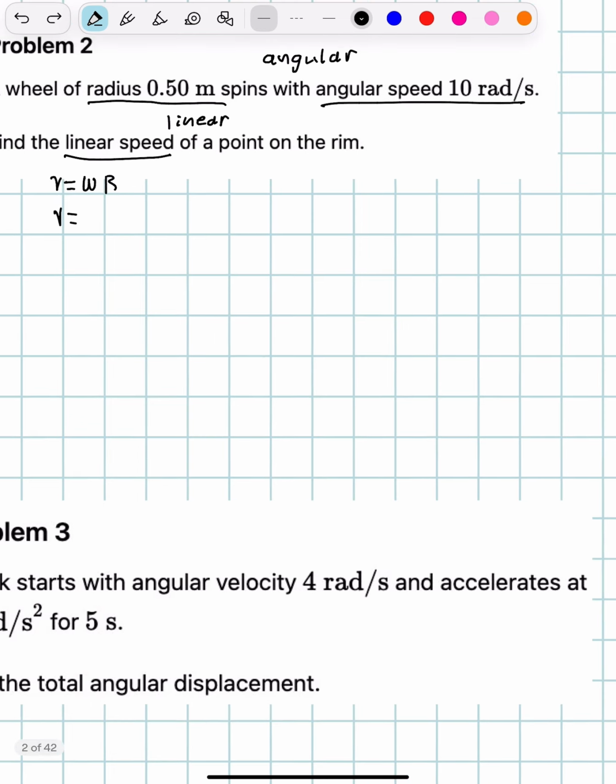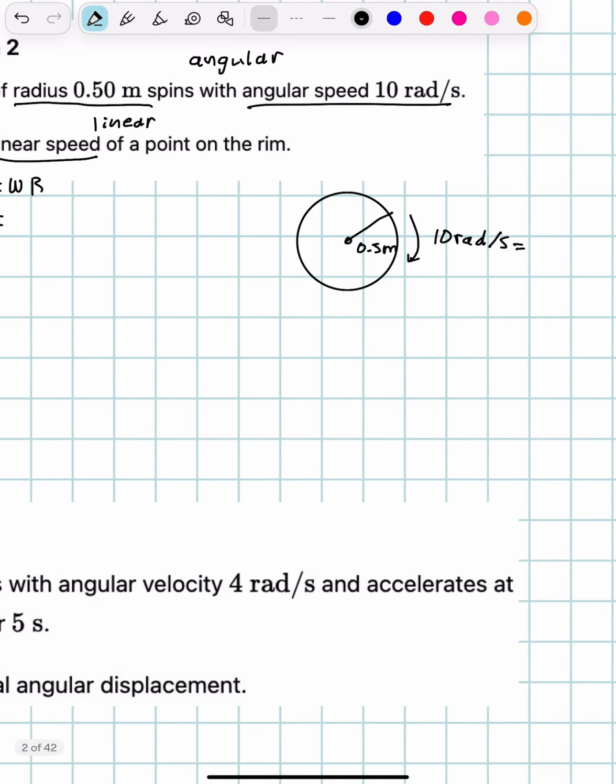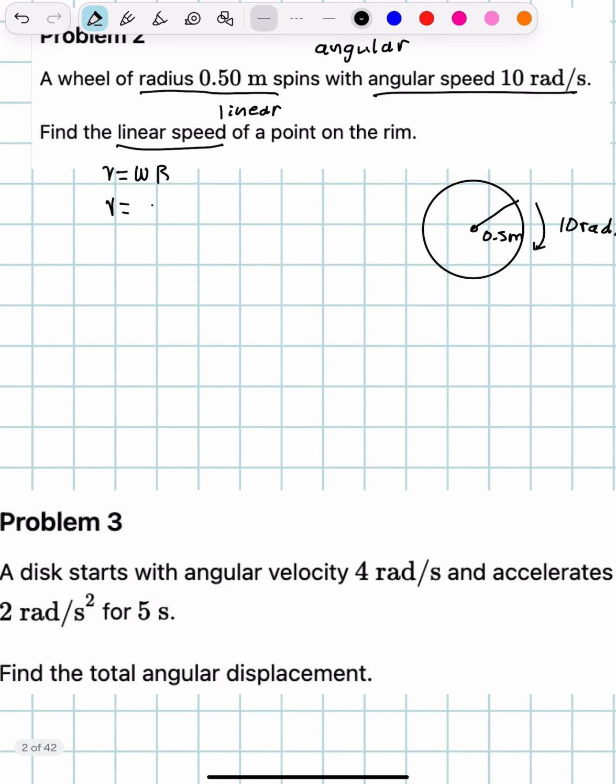So what this means is, we can just draw this out as a quick little note. It's like moving like this. The radius is 0.5 meters, and it's spinning 10 rads per second as the omega. So we want the linear speed. You're just going to plug in those quantities, and you have the angular velocity times the radius, which is 5.0 meters per second, keeping the sig figs.